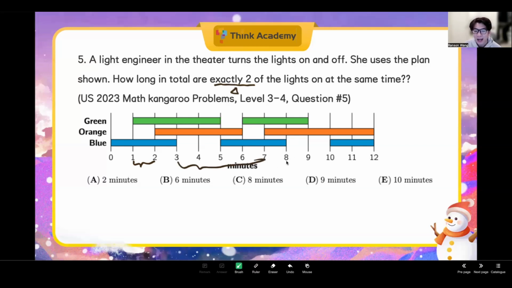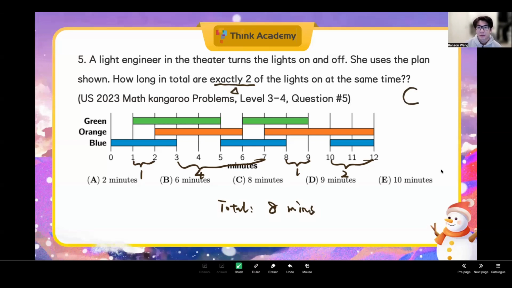Now from 8 to 9, you have green and orange. From 9 to 10, there's only orange. And from 10 to 12, both blue and orange are on. So those are the periods of time we're looking for. Here we have 1 minute, here we have 4 minutes, here we have 1 minute, and here we have 2 minutes. So in total, that's 8 minutes. Option C is the correct answer.